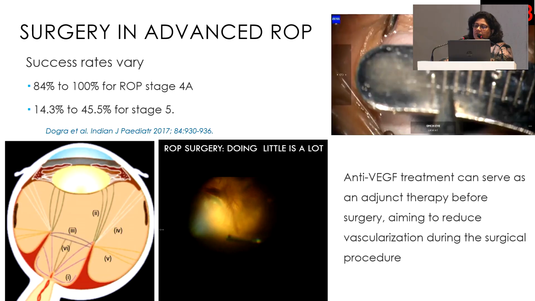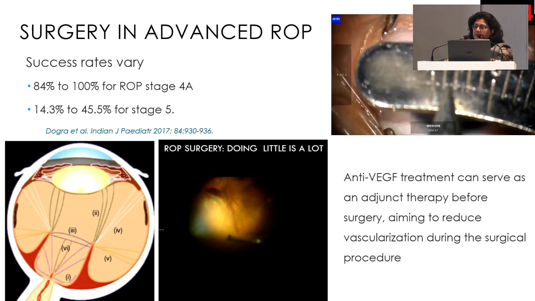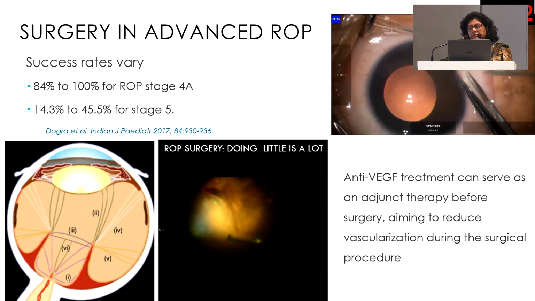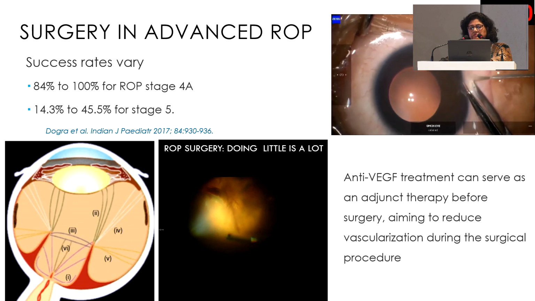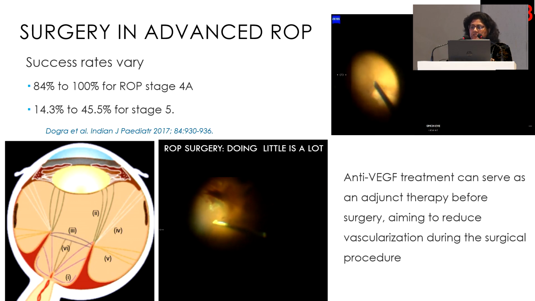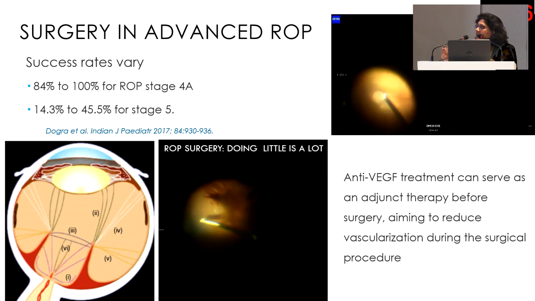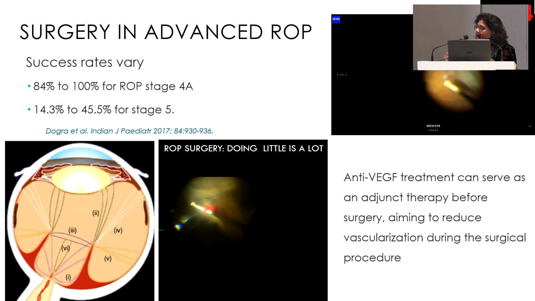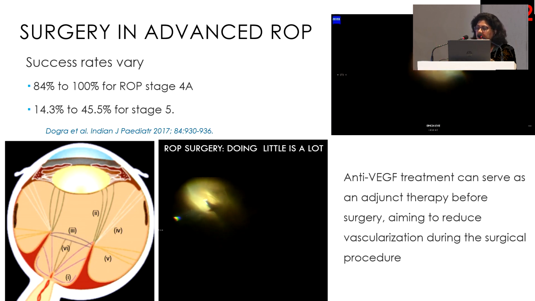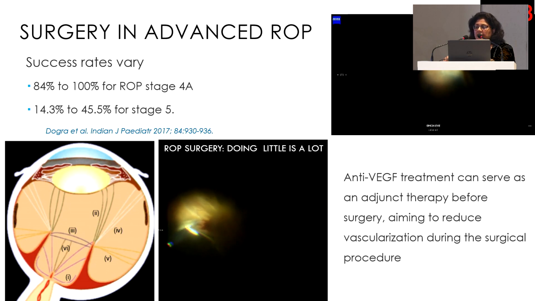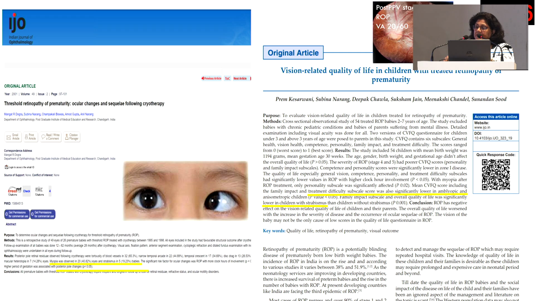Surgery in advanced ROP can be given for stage 4 or stage 5. There is a good prognosis in stage 4 ROP. However, in stage 5, the prognosis is dismal. In ROP, doing little is a lot, so just cut all the traction bands. That is all you have to cut. Do not aim at removing the hyaloid in these cases.